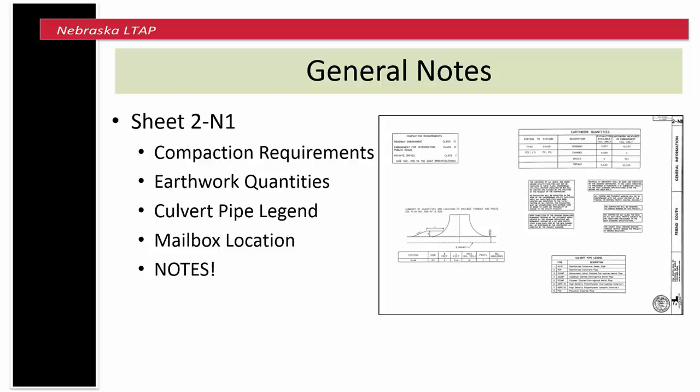Sheets 2-N1 and 2-N2 are general information sheets, clarifying items not found elsewhere on the plans. Remember, general notes can be found throughout a set of construction plans. I'll point these out as we go through the upcoming slides.